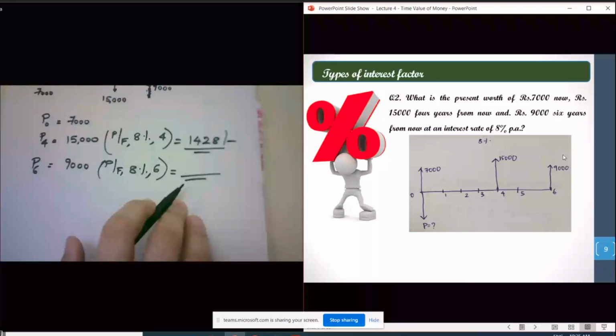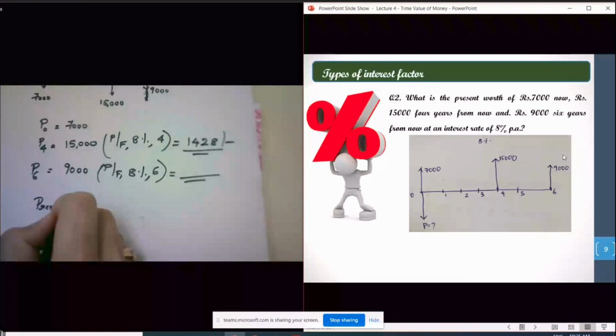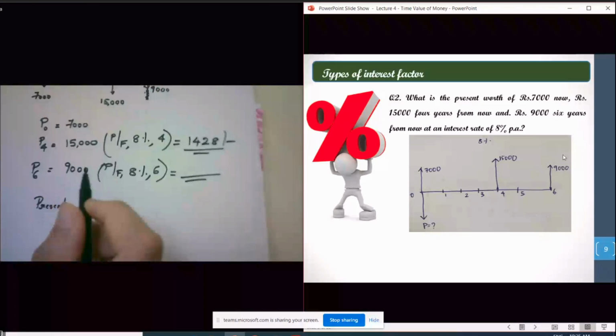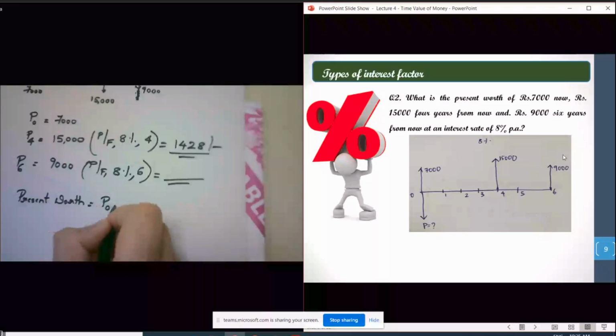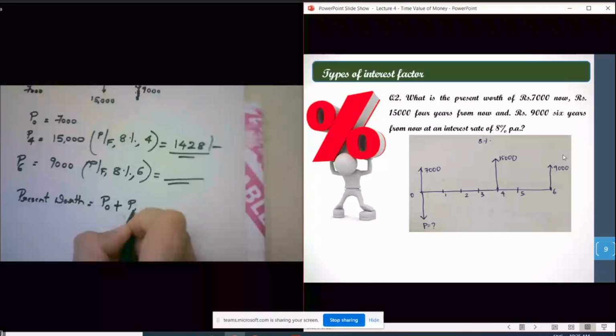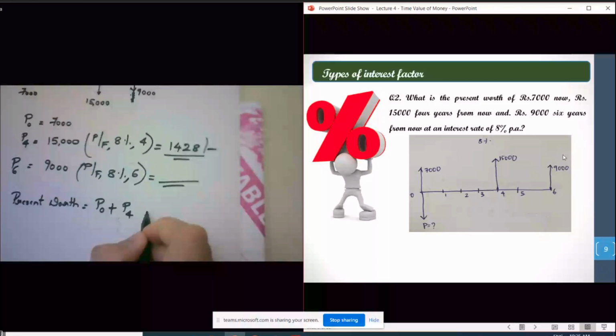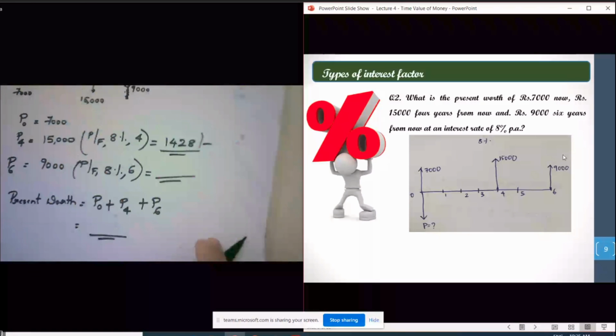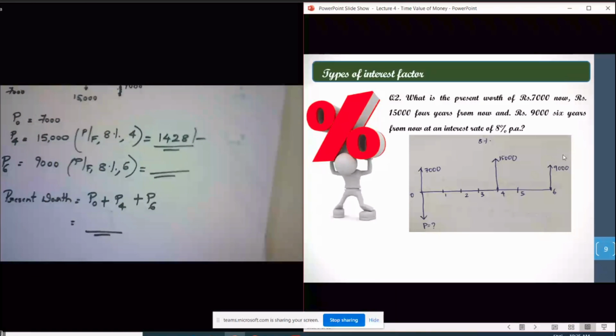So ultimately, you will write present worth will be your P0 plus P4 plus P6. Sir, so basically, what this means is that if we invest this much, P0 plus P4 plus P6, now, then after 4 years we'll have 15,000. That's what it means, right? Yeah, correct. But then after 6 years, why will it reduce to 9,000? Because there's no other withdrawal or anything like that.